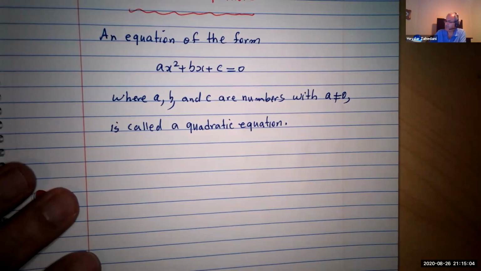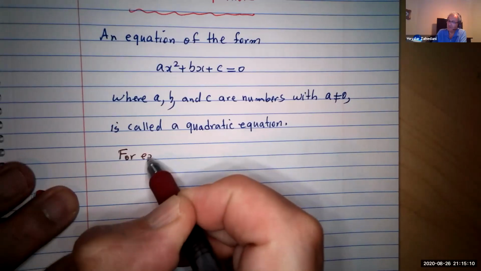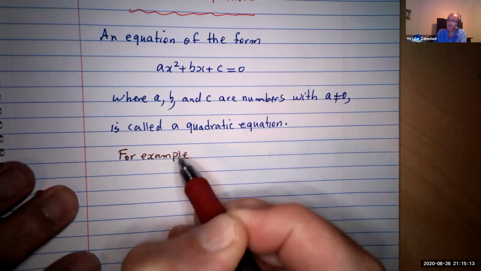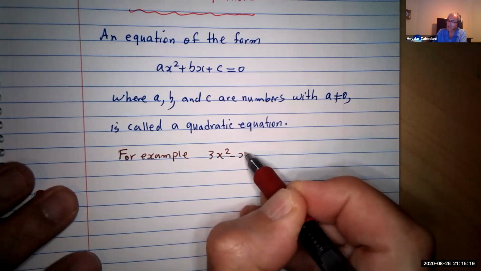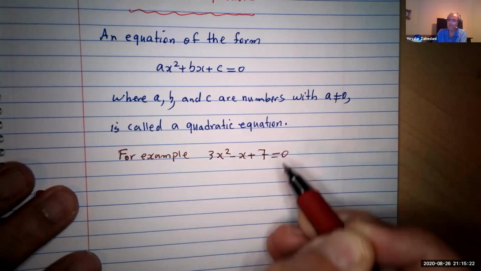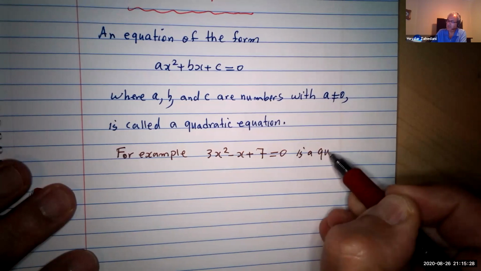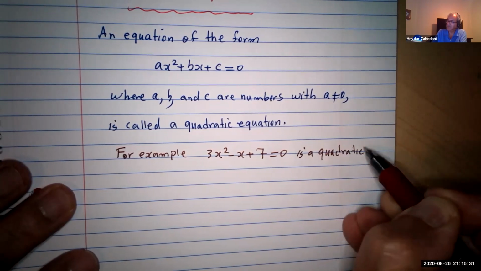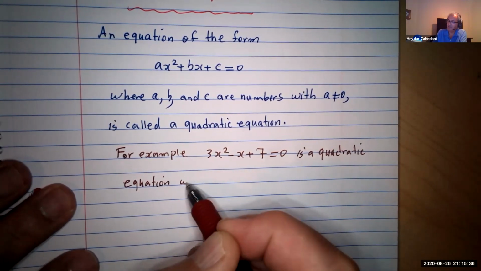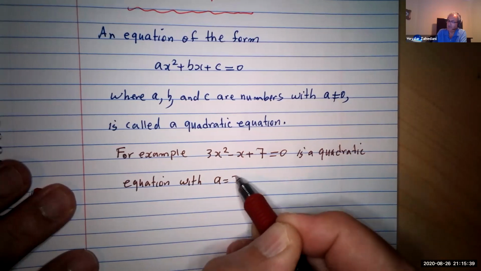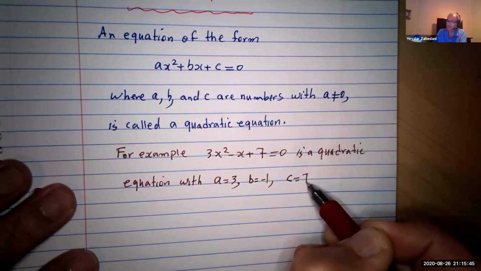Okay, quadratic equation. And you know that, for example, if you have, let's say, 3x squared minus x plus 7 equal to 0, this is a quadratic equation with a equal to 3, b equal to -1, and c equal to 7.